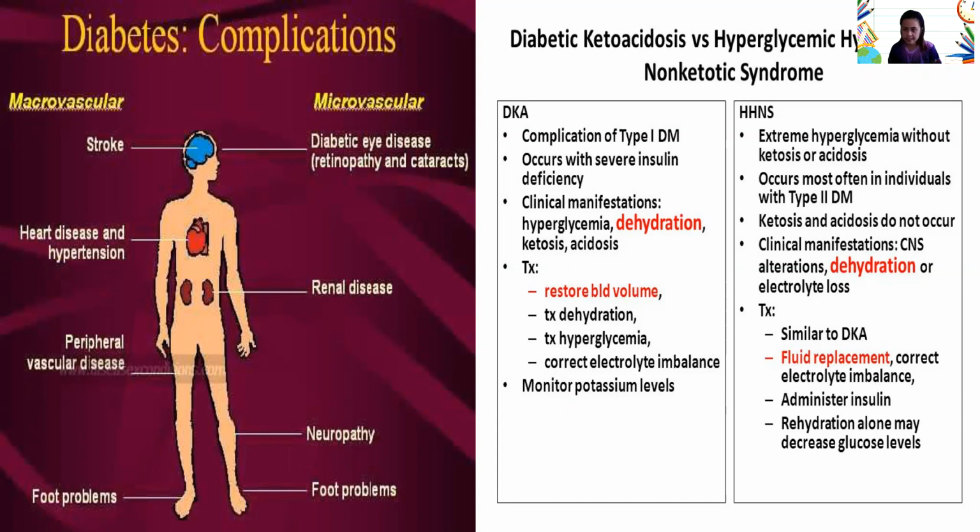Sa HHNS naman, ito naman yung extreme form ng diabetes type 2. So, ketosis and acidosis do not occur. There are CNS alterations, dehydration, or electrolyte loss. So, ang treatment niya, parehas lang sa DKA, fluid replacement, administer insulin, and rehydration alone.